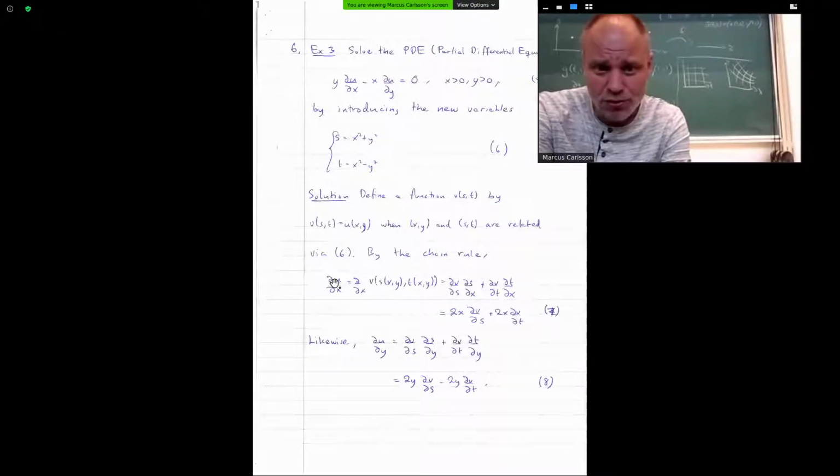So now I want to compute the u dx. Okay? So u, I can think of it as the function v, as a function of s and t, and then how s and t depend on x and y. So, right, this is what I have here, d/dx of v of s of x and y and t of x and y. And now we use the chain rule. So this is dv/ds times ds/dx, plus dv/dt times dt/dx.